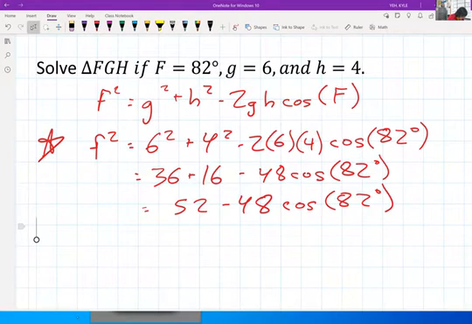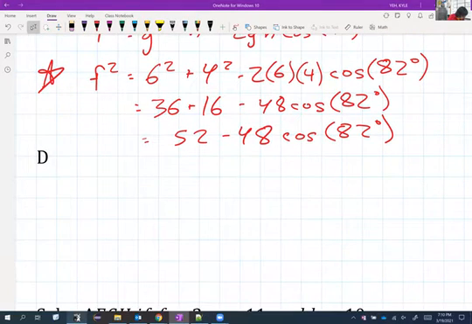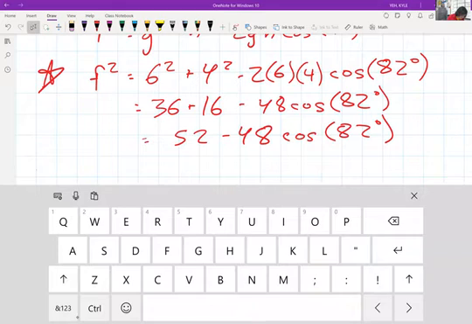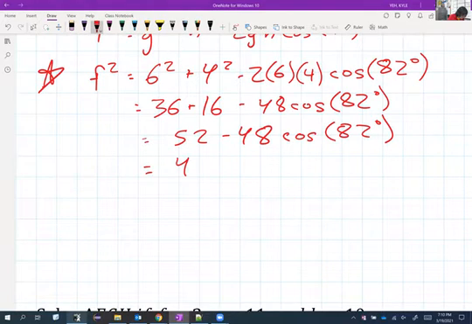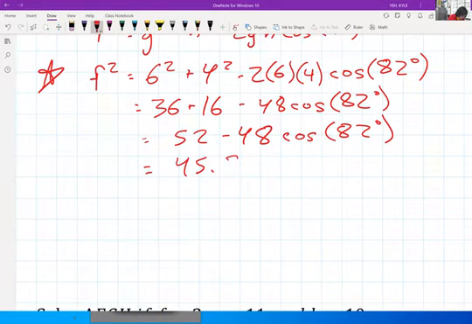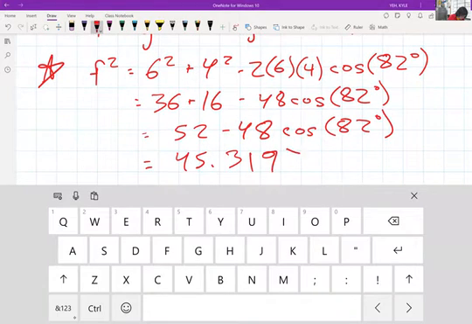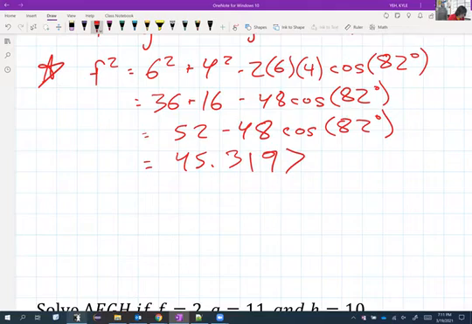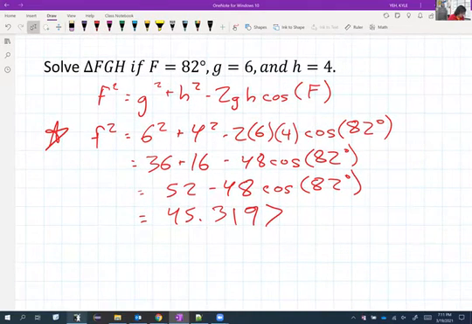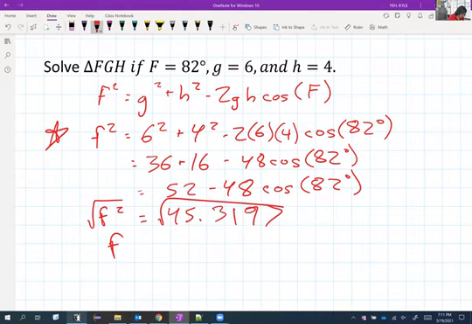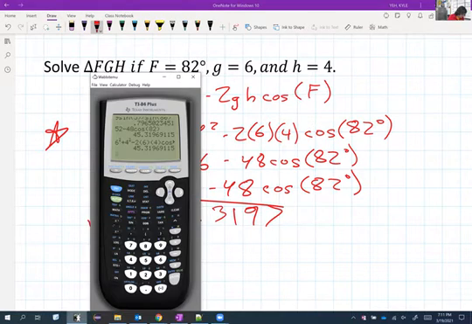We get 45.3197 equals F squared. So if that equals F squared, let's just take the square root. I'm going to use the answer button on my calculator so that I don't round at all.